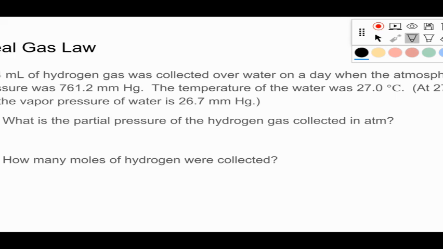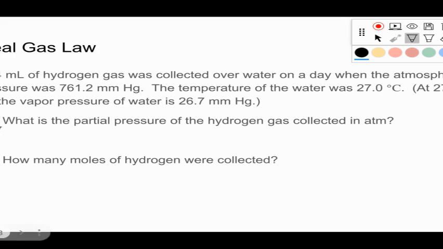So here's the deal. Millimeters of mercury is just a different pressure unit. It's a pretty common pressure unit that is used with this type of question. And so you are going to have to do a basic conversion for this one after you figure out some information. But AP is going to give you the conversion factor. So you just have to know how to convert from millimeters to atmospheres. So it says 15.4 milliliters of hydrogen gas was collected over water on a day when the atmospheric pressure was 761.2 millimeters of mercury. So that is my total.